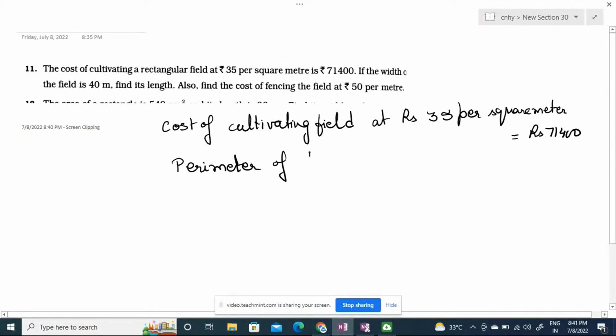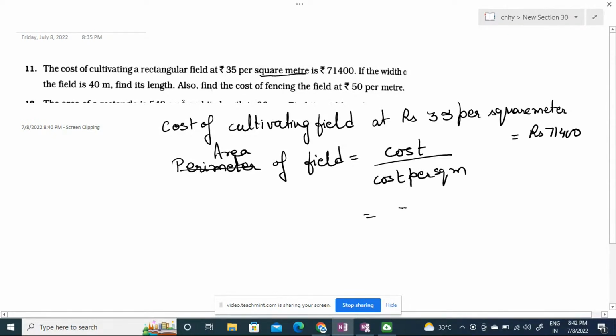You can find the area of the field by dividing the cost by the cost per square meter. Listen, this is per square meter, so this is the area. Cultivating, you don't cultivate the boundary. We don't cultivate the boundary. The cost is per square meter. Clear? So that is 71400 over 35.